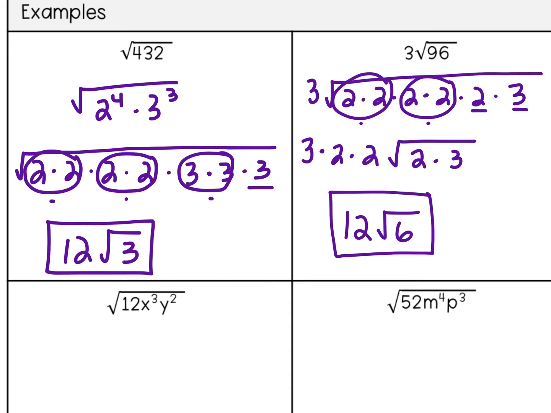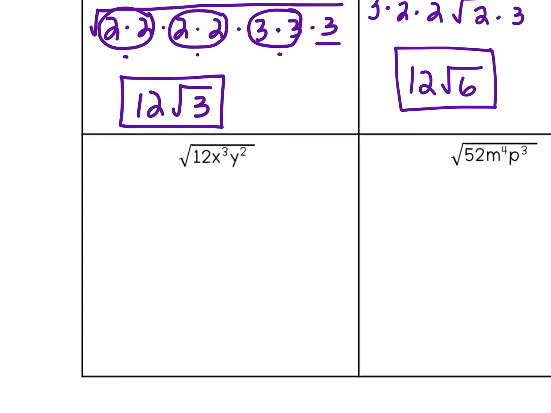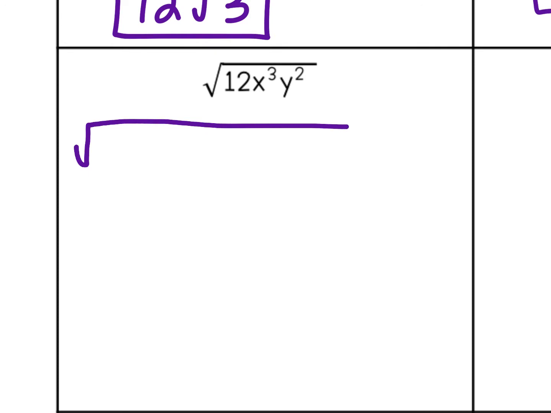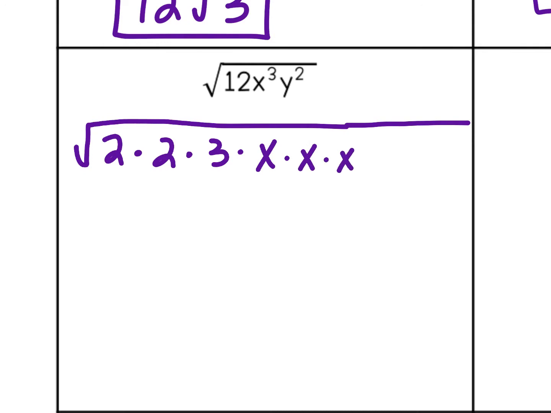Okay, the bottom 2 examples are radical expressions that have letters in it, but it's still the same way. I'm going to find the factors of 12, which gives me 2 times 2 times 3. Now the variables, I want to expand them out. Since it's x to the 3rd power, that means that there's 3 x's. And since it's y to the 2nd power, that means that there's 2 y's.